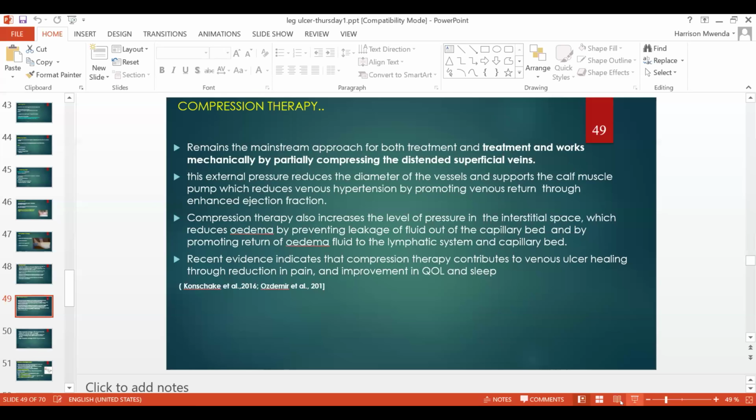But there's a question that we can be responding to. Why is smoking a predisposing factor in the arterial ulcers? That's our participant, Robert, asking.